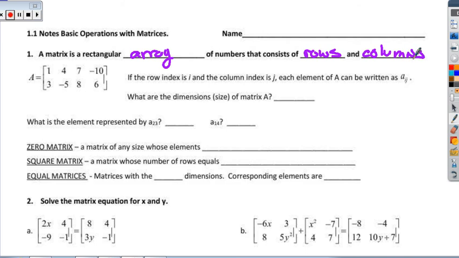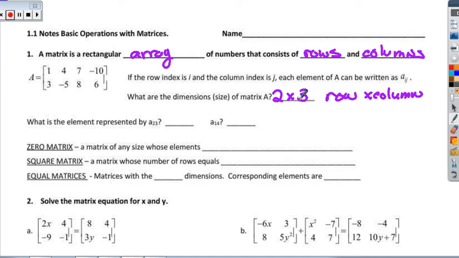So first let's talk about what the dimension of a matrix is. So I'm looking at this matrix here. We always say the dimension is row by column. And this one here happens to have 2 rows and 3 columns.